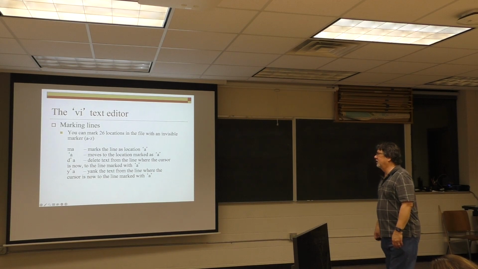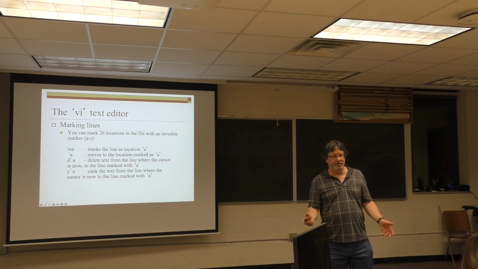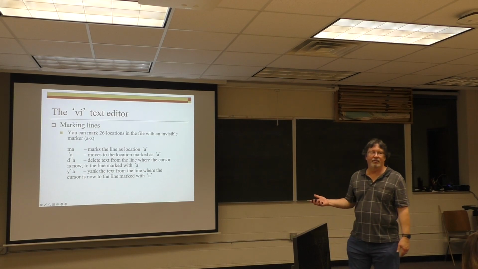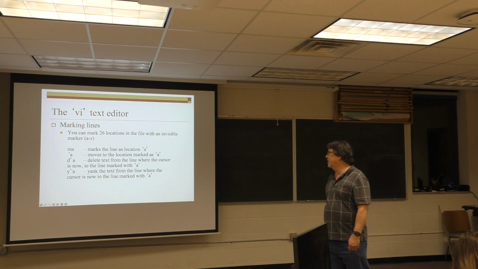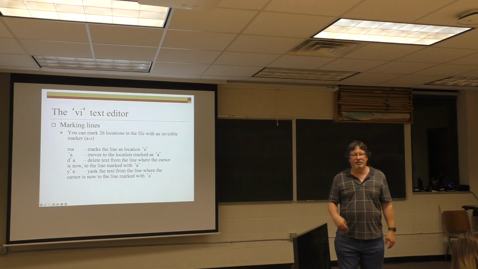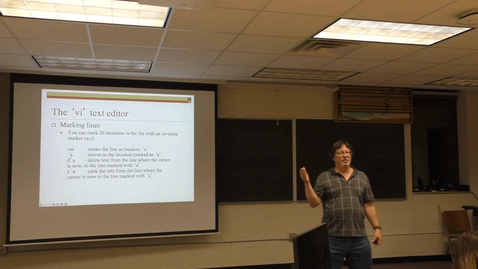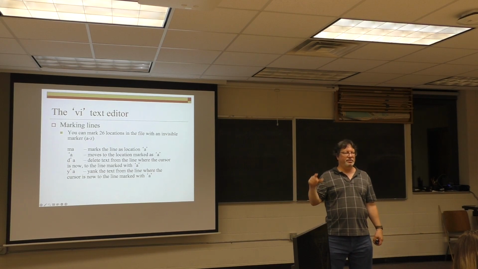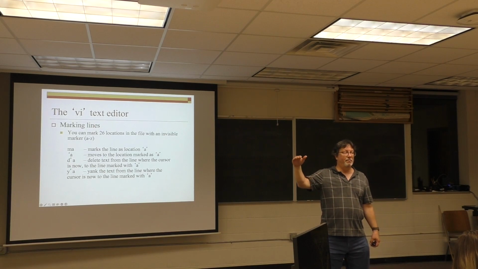Okay, this is for VIM, which basically all Linux systems use, this newer version. You still call it VI, it runs the same thing, but you can invisibly mark up to 26 locations in a file. It doesn't actually modify the file, it just puts a marker there. So let's say you're working near the top of the file and you're like, gee, I wonder what this line looks like near the bottom, but I want to come back to where I am.